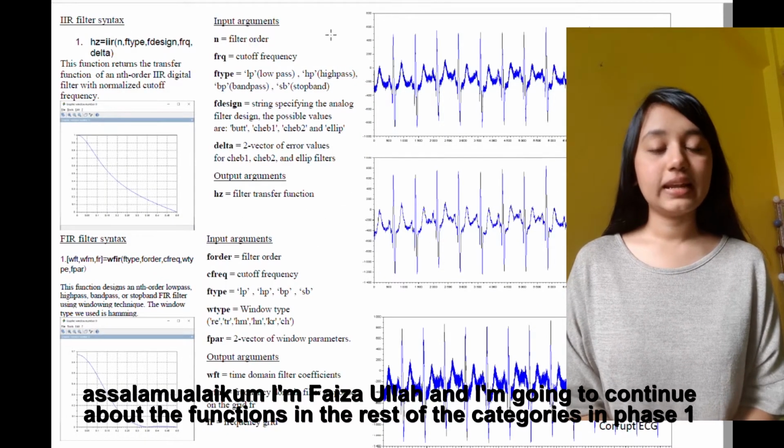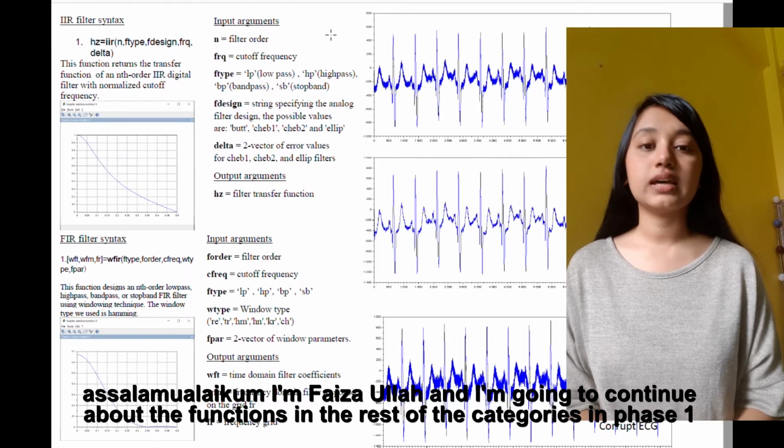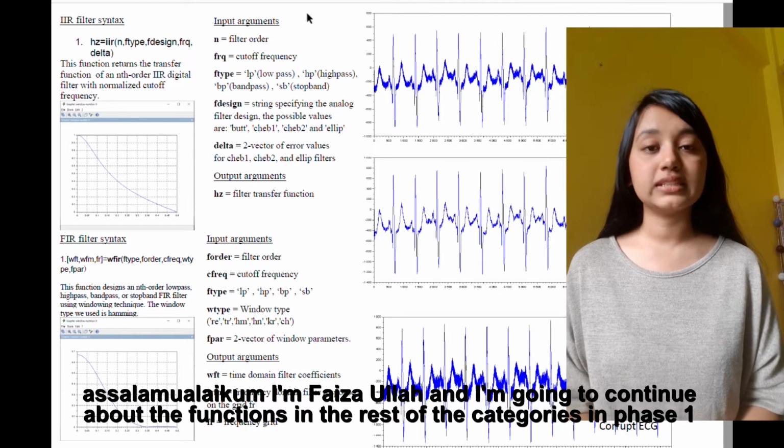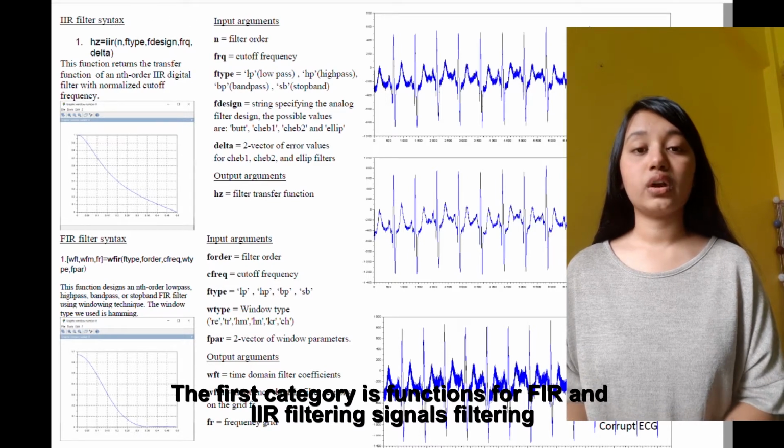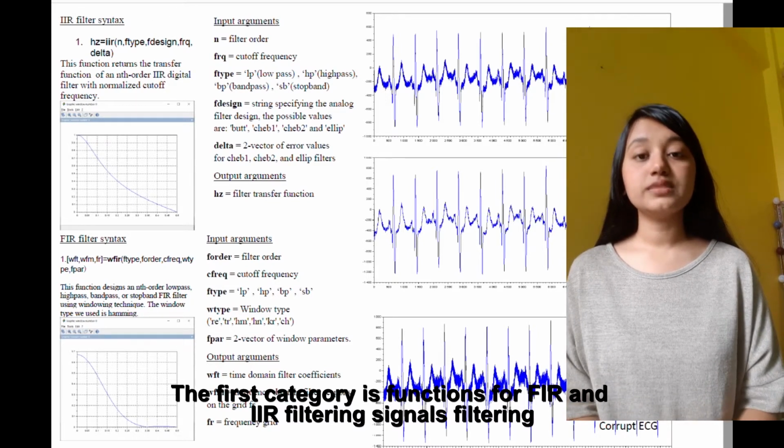Assalamualaikum, I'm Faizullah and I'm going to continue about the functions of the rest of the categories in phase 1. So the first category is functions for FIR and IIR signals filtering.